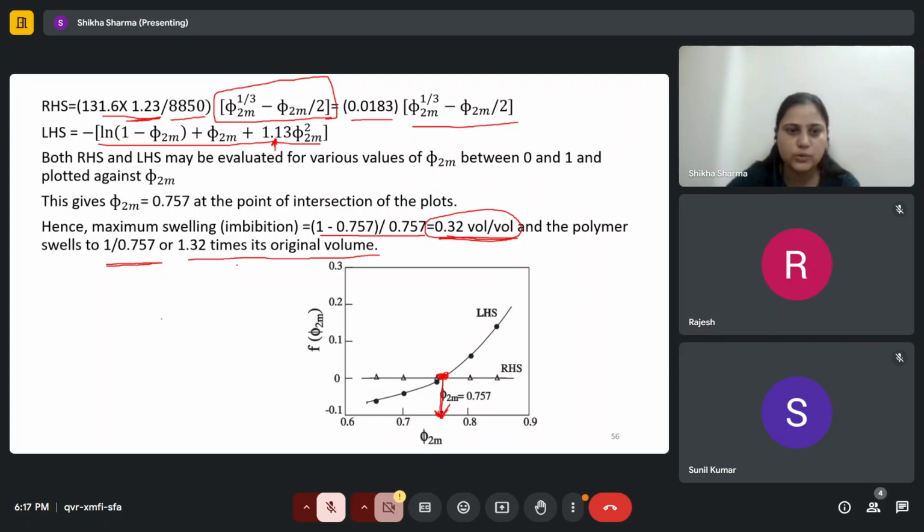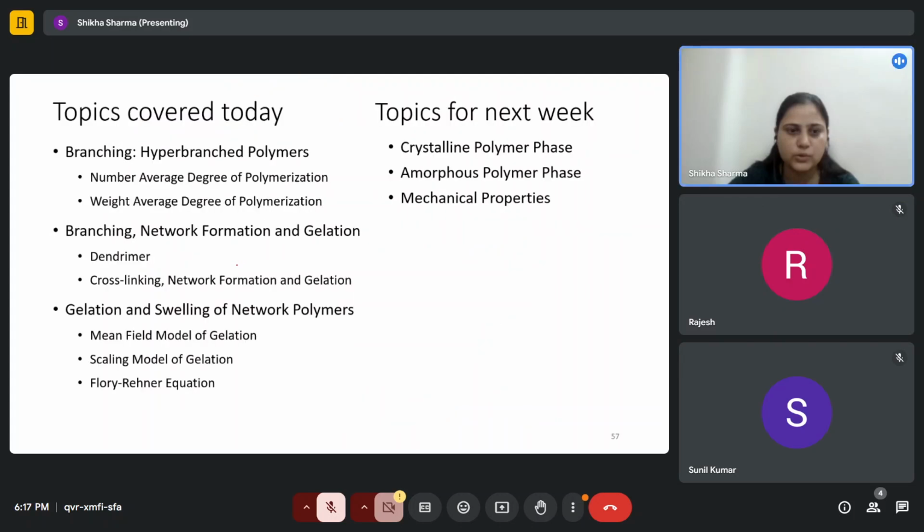So today we have discussed branching and hyperbranched polymers, and we calculated the number average degree of polymerization and the weight average degree of polymerization. Then we discussed dendrimers, hyperbranched polymers, and gelation in networks. And then we discussed the mean field model of gelation, the scaling model of gelation, and the Flory-Renner equation. We discussed some problems based on that.